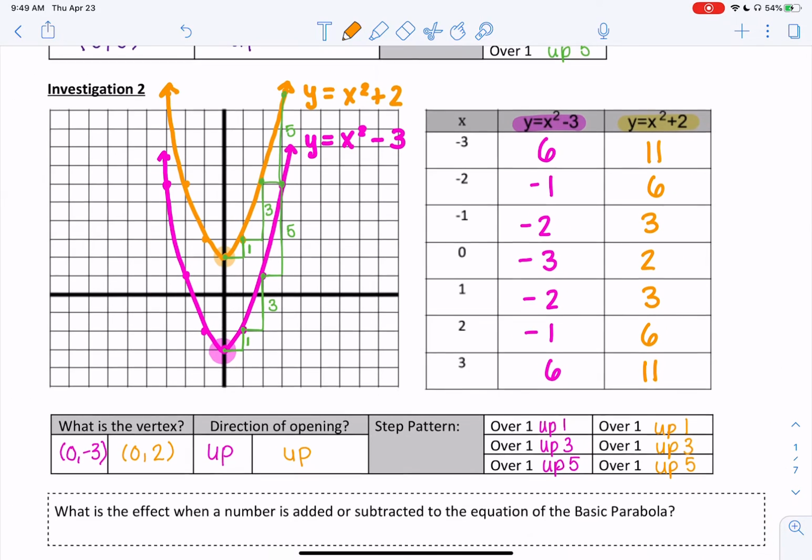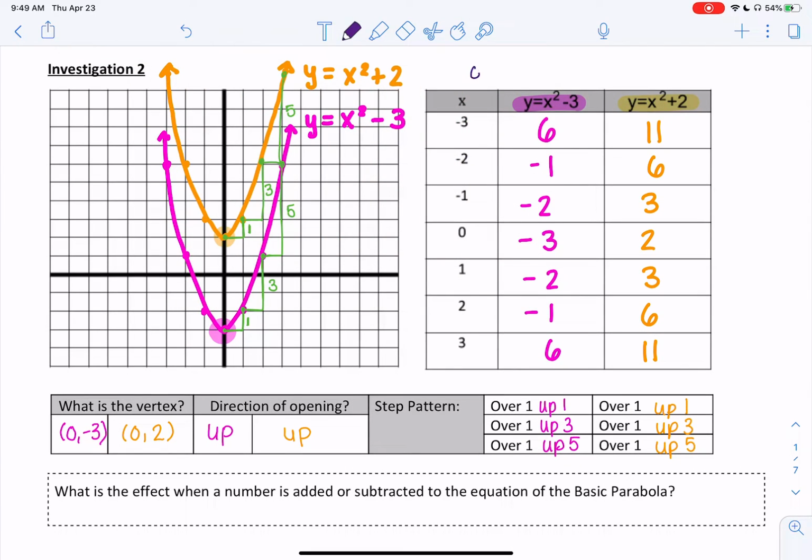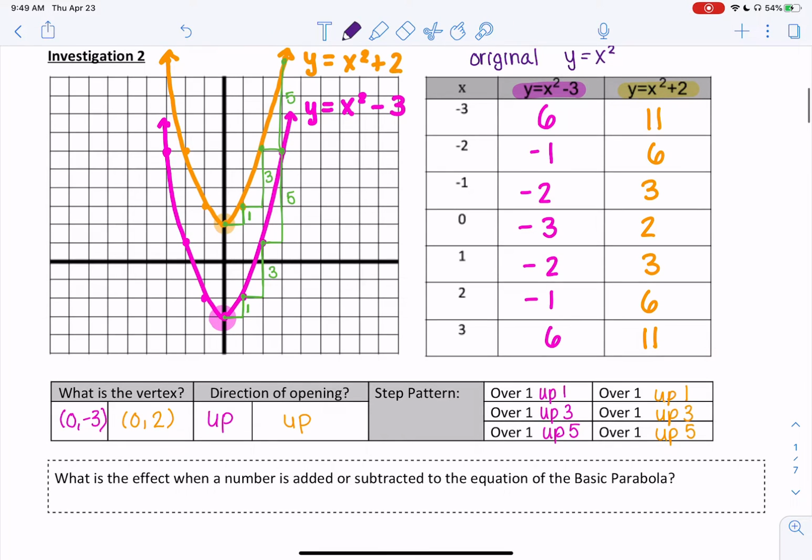So now we want to get to our conclusions, which is really what this whole lesson is about. So in our equation, the difference from our original, so just as a reminder, our original was y equals x squared. In the pink and the orange equations, all I've done is I've either subtracted a number from the original equation or I've added a number to the original equation. And when that happens, if I look at my parabolas, they're the same shape, they have the same step pattern, but all that's happened is they have moved up and down.